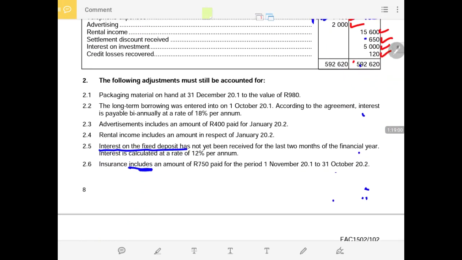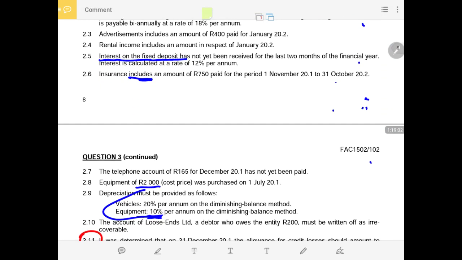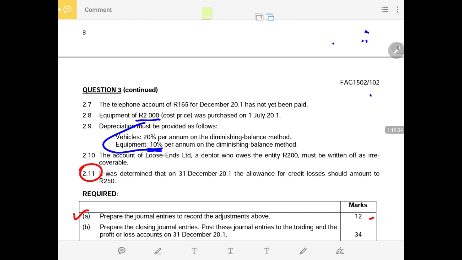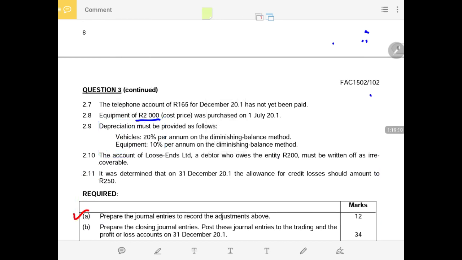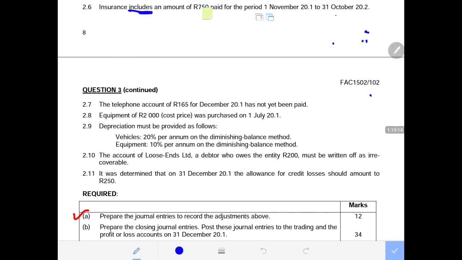Now this is just in summary. In summary, closing everything. 2.10 and only one adjustment is left. The account of Loss Ends Ltd: a debtor who owes the entity 200 must be written off as irrecoverable. This is a bad debt.